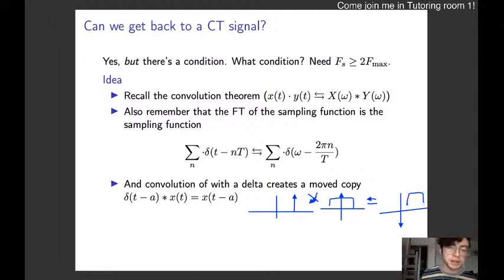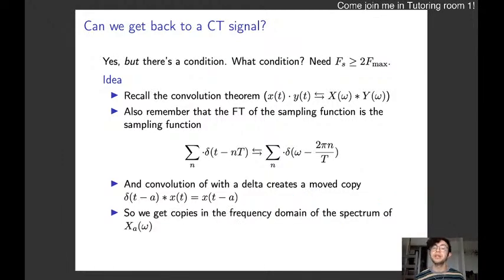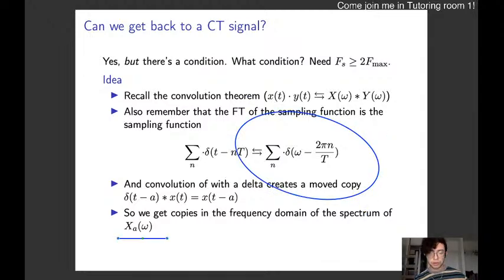Okay, and if we get that, then we get a bunch of copies in the frequency domain. So remember that we're convolving that series of delta functions in the frequency domain with our original spectrum, this X of a. So if we do that, we get a bunch of copies in the frequency domain, and we can see this in the following figure.